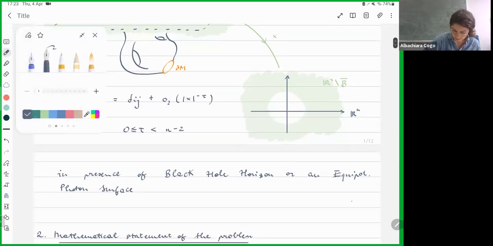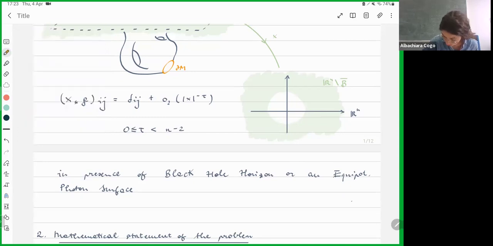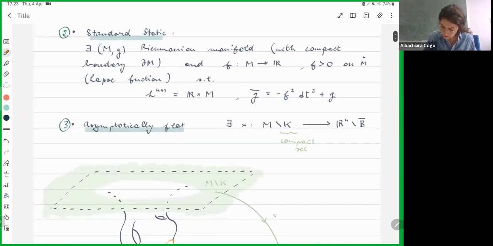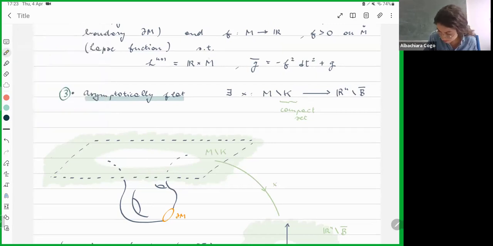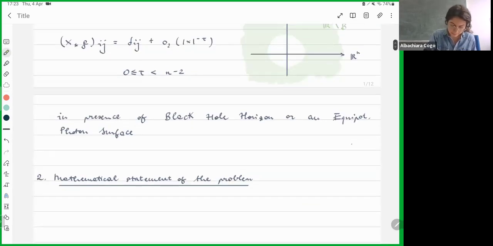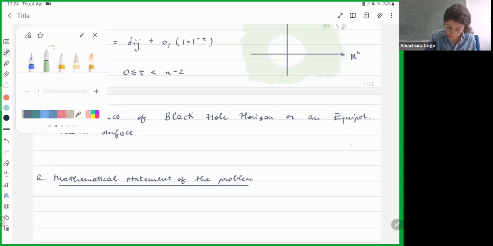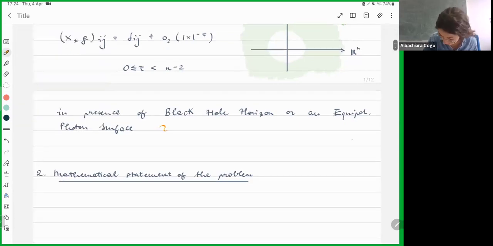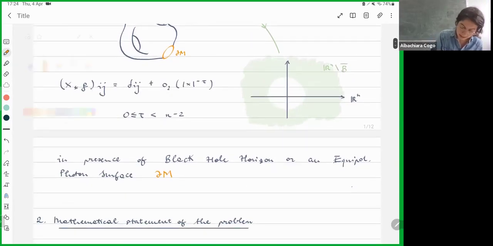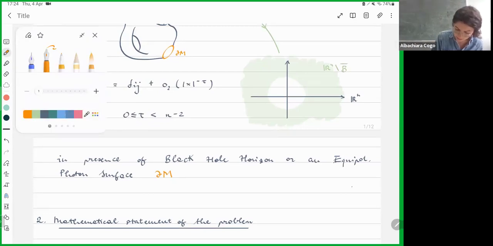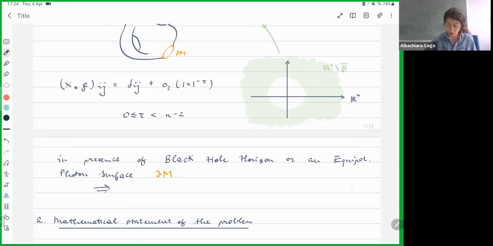So in the splitting of our spacetime, in a spatial part, which is going to be this M, the M represents the time slice. So in M, if we restrict to a time slice, the photon surface in the equipotential case or the black hole horizon are going to be the boundary. And we are going to see later why. So you have to think of this boundary here in this picture to be a horizon or an equipotential photon surface. Then the uniqueness theorem says the following, that in presence of this object, the whole manifold is rotationally symmetric.